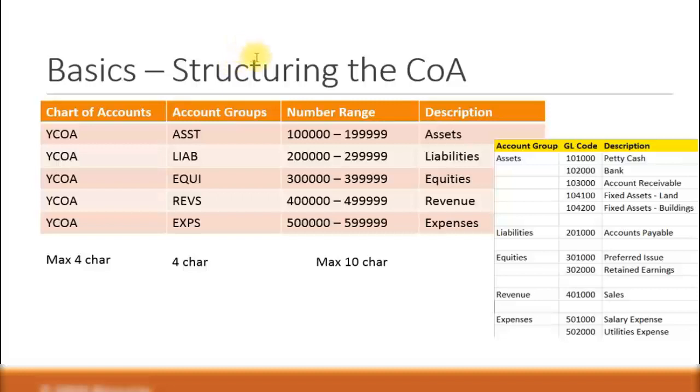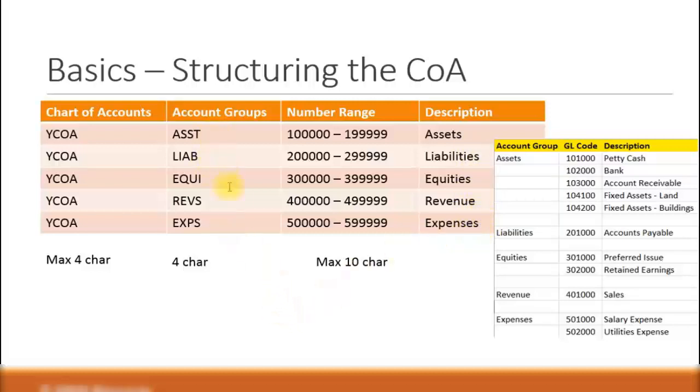Now let's look at structuring the chart of accounts. In SAP, the chart of accounts can be identified with a maximum of 4-character code. In this example, I have given it as YCOA. Then you need to structure the chart of accounts into different account groups. Now it's up to you how many account groups you want to have. But in this example, I have used just 5 account groups, which is 3 from the balance sheet, assets, liabilities, equities, and 2 from the P&L statement, that is the revenue and expenses.